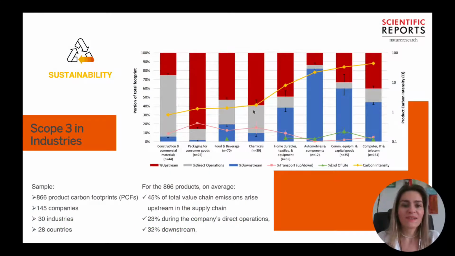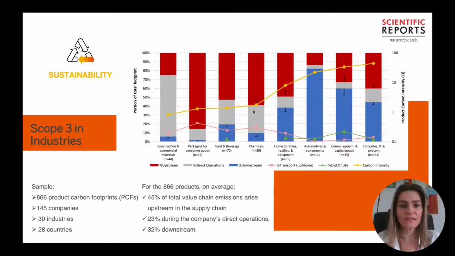According to those findings, we also found that 45% of total value chain emissions arise upstream in the supply chain, 23% during the company's direct operations, and 32% comes from downstream.